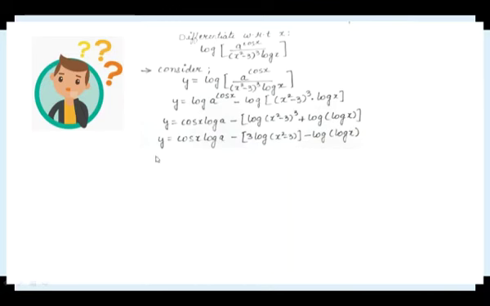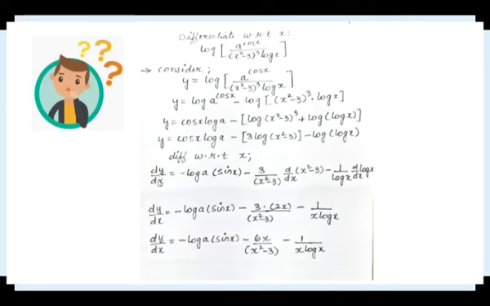So we can write y equal to cos x log a minus 3 log of x square minus 3, and I have opened the brackets over here. This will be minus log of log x. Alright, and whatever we were having in the power, that I have written as a coefficient of log over here. This is also one of the rules of log. So now we can differentiate.